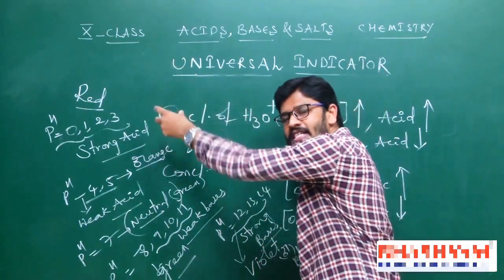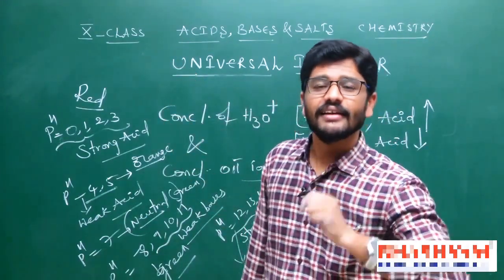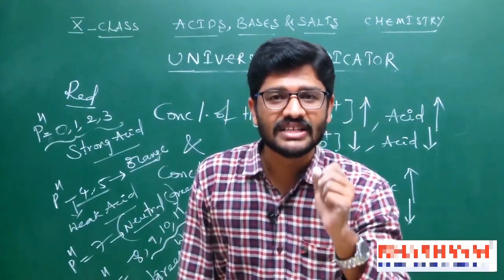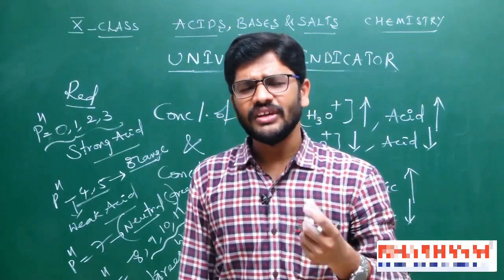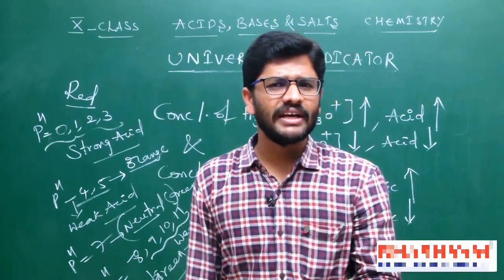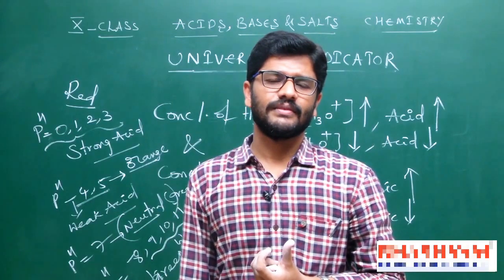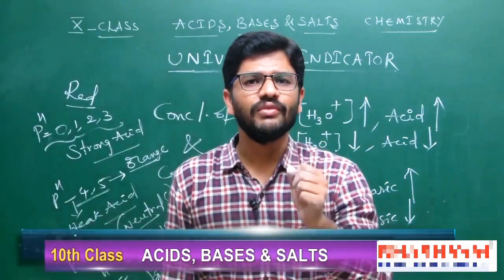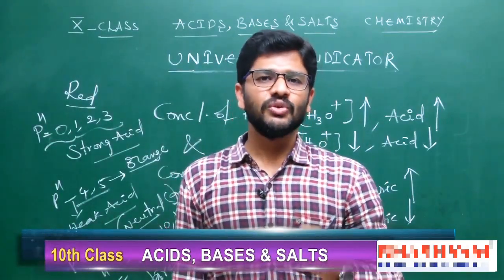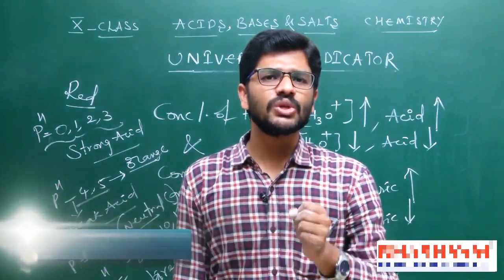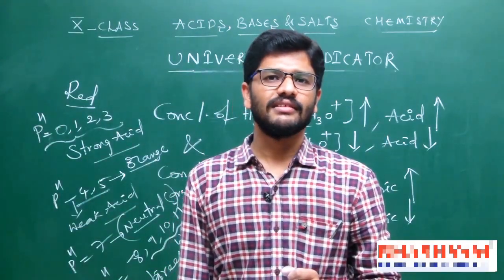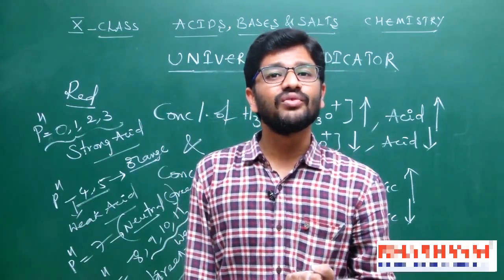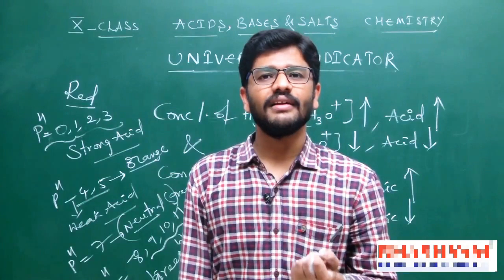So based on seeing these colors, we can identify whether the substance is a strong acid or weak acid, or otherwise a strong base or weak base, by using the universal indicator. So the universal indicator is used to measure the concentration of H plus ions and to know the strength of acids and bases.